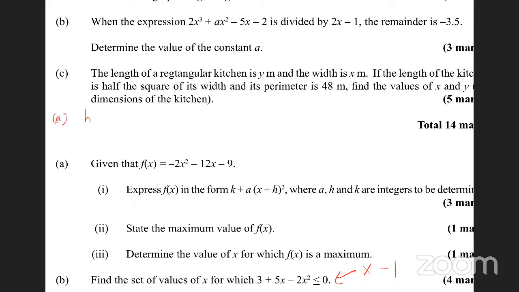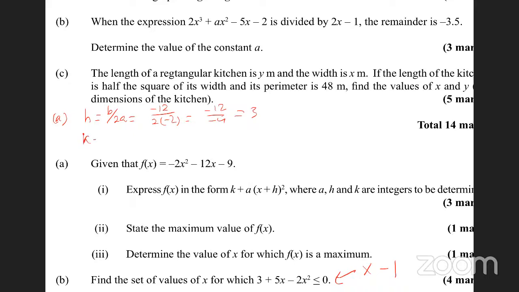Right, so remember we said H is equal to minus B over 2A. B is minus 12, A is minus 2. So this is minus 12 over minus 4, which is positive 3. Right, not negative, but positive 3.